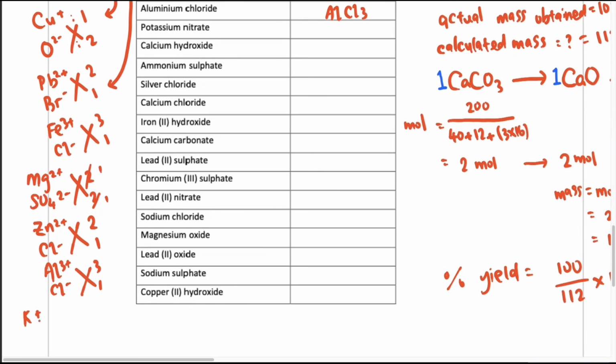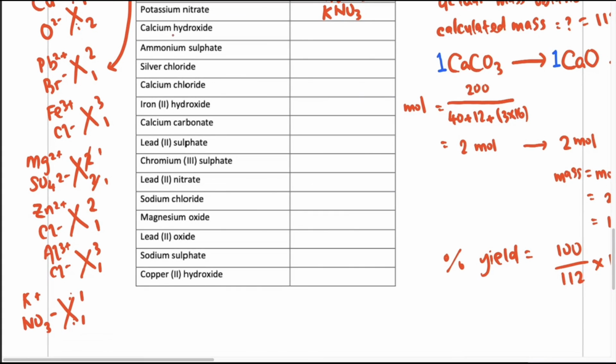Potassium nitrate. So potassium is K plus. K positive, NO2 negative and NO3. NO2 is nitrite. NO3 is nitrate. So KNO3.